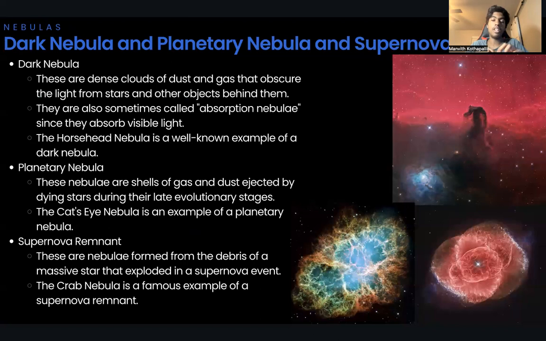The last type of nebula is a supernova remnant. These are nebulas formed from the debris of massive stars that exploded in a supernova event. The remnants of the explosion expand into space, creating a beautiful, complex structure. The Crab Nebula is a famous example of a supernova remnant. And there is a neutron star in the Crab Nebula, which I'm currently researching.